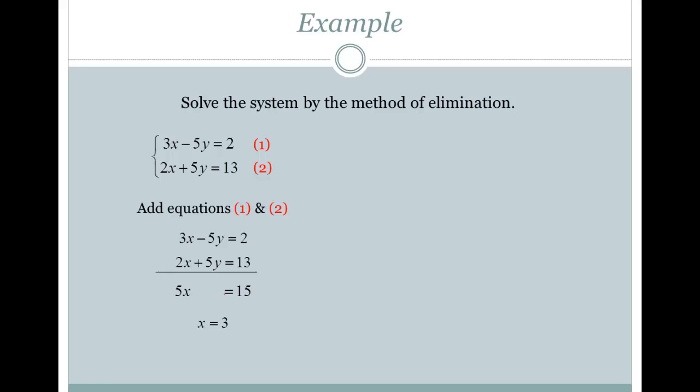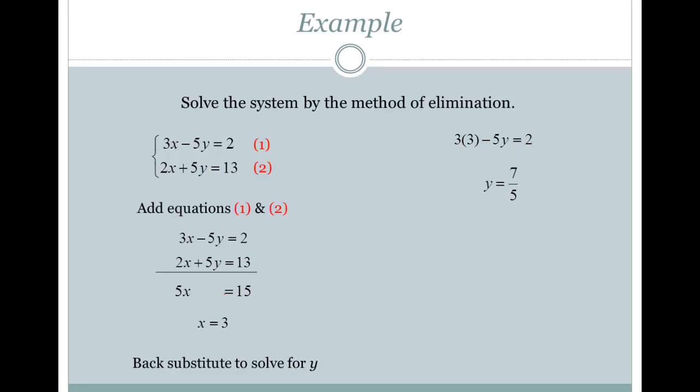Once I have x is equal to 3, I need to back substitute to solve for y. What that means is plug 3 into either one of these equations. It doesn't matter. Then solve for y. I'll plug it into the first one. I get 3 times 3 minus 5y is equal to 2.